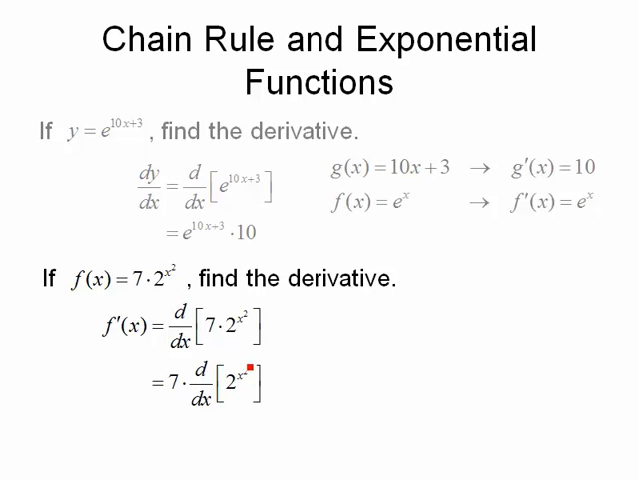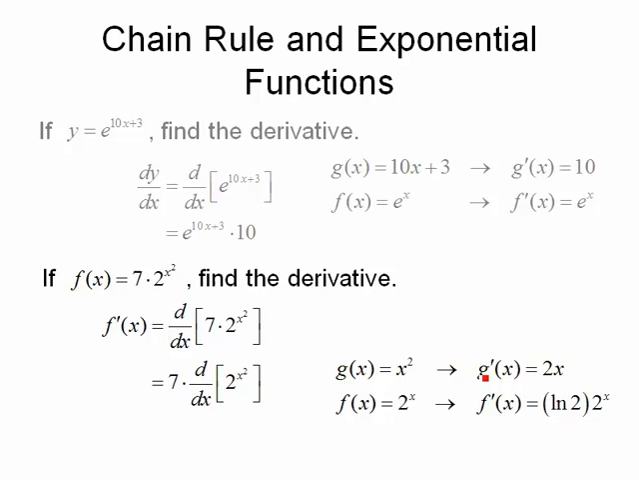X squared is being placed into 2 to the x. So what that means is my g of x is going to be x squared, and that's being substituted into x in my outside function, which is f of x equals 2 to the x. To finish off my derivative, I need to take the derivative of g and the derivative of f. G prime of x is 2x, and if f of x is 2 to the x, f prime is going to be ln of 2 times 2 to the x.